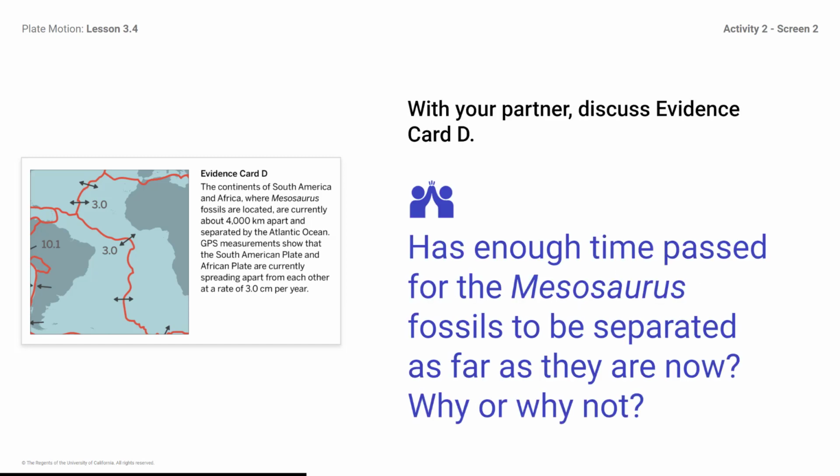With your partner, discuss evidence card D. Has enough time passed for the Mesosaurus fossils to be separated as far as they are now? Why or why not? Focus on the timing of when the Mesosaurus fossils lived and the current rate of plate motion. Remember that you may make notes about the evidence card, adding ideas from your discussion if you wish.